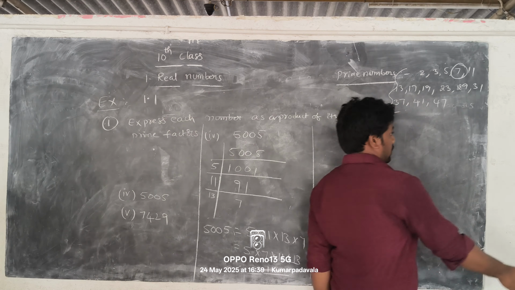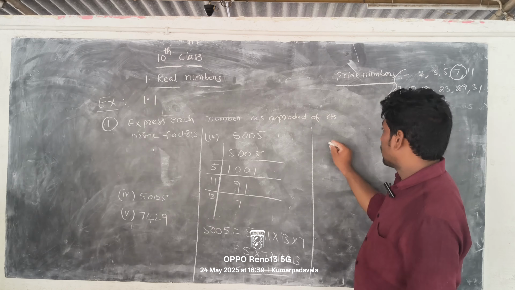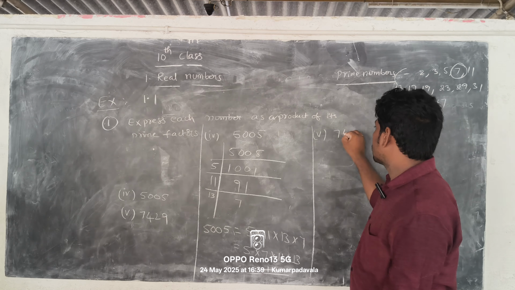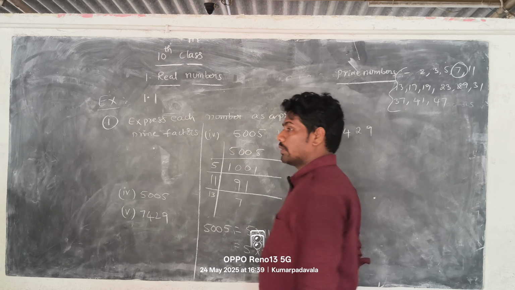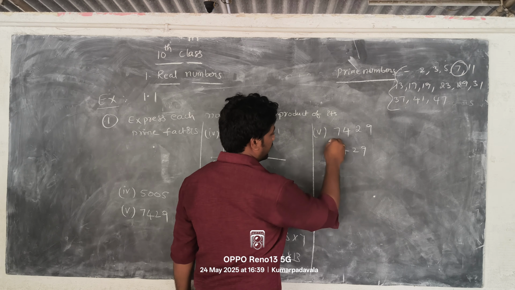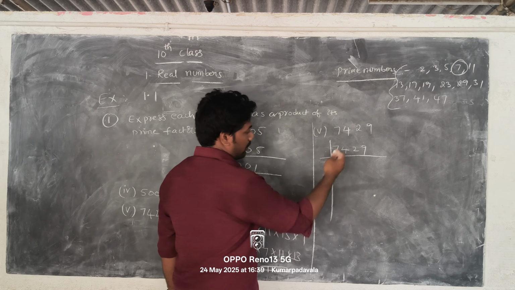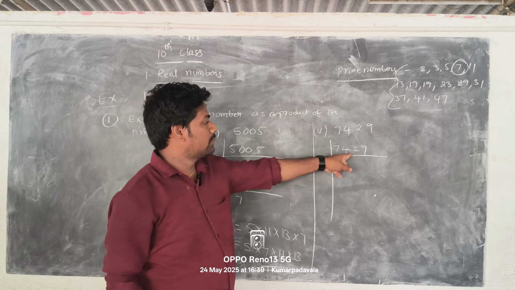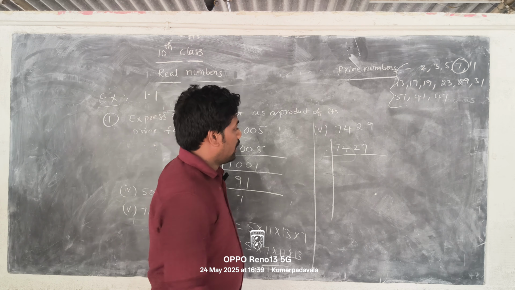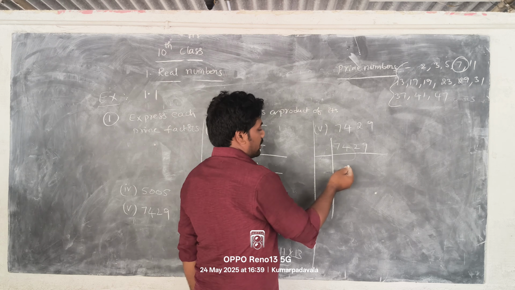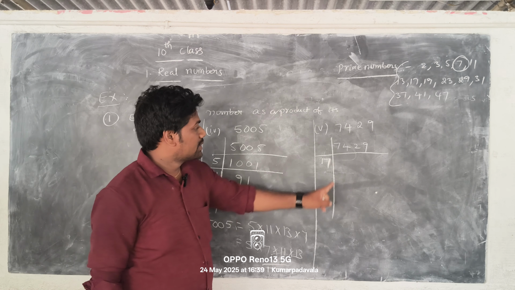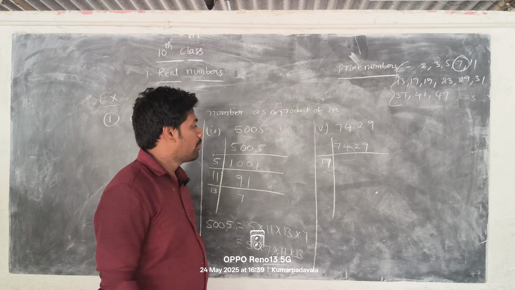Again to see the prime factorization of the fifth one, that is 7429. We should take 7429. If you observe this, it won't be cancelled in 2 table, it won't be cancelled in 3 table, 4 table, like that, up to 17 table. In 17 table it will be cancelled. 17 table will be cancelled in 74 how many times?